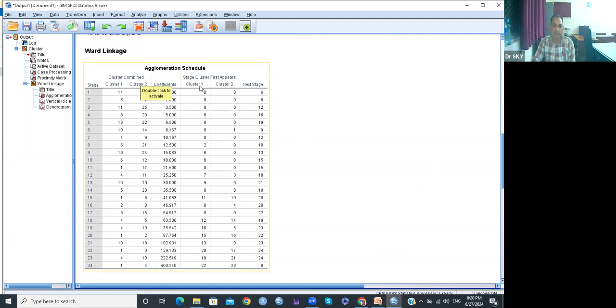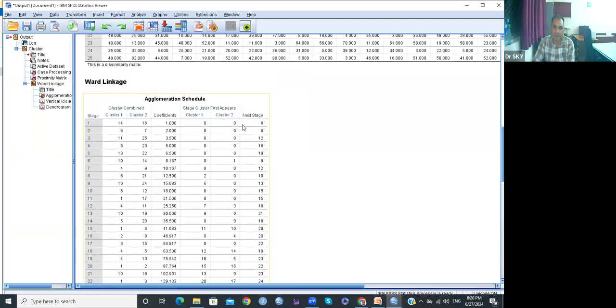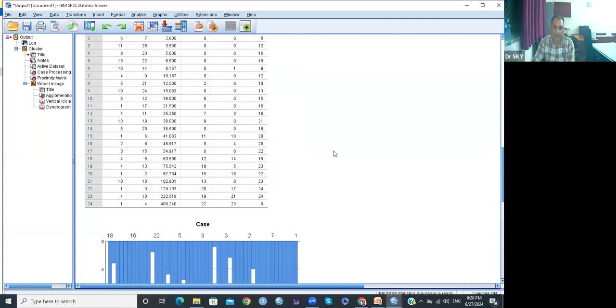First appears cluster 1, cluster 2, you can see here, and how the points are added. These are the coefficients. On the basis of the coefficient, you can see here how they are added to each other. So first step, second step, then next step. So through every stage you can add them.